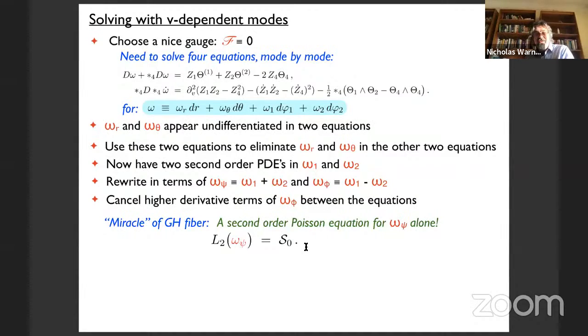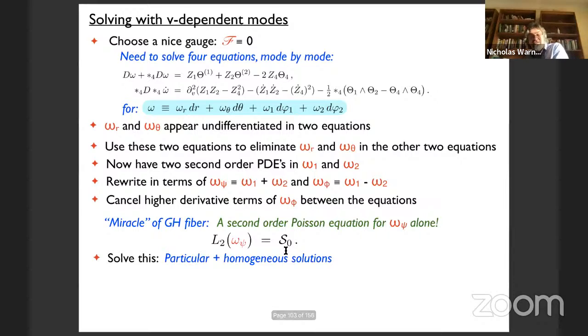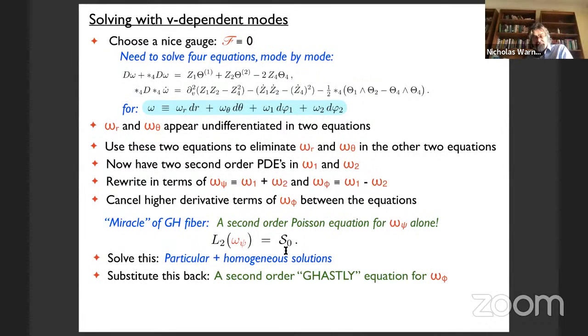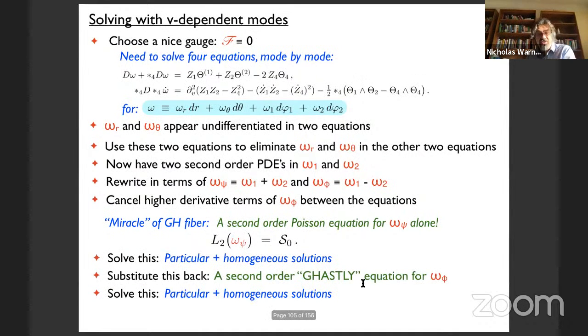And the other good news is that you may have had pages and pages and pages of Mathematica at this point when doing this, but this source usually collapses to one term or something really simple. So you now have a Poisson equation with a well-controlled Laplacian, and you basically find the solution. You've got to find the particular solution and the homogeneous solution. Then you substitute back. You've got the solution for omega psi, so now you've got to find omega phi. And it is a truly ghastly equation whose structure I do not understand, but you get it. And then you've got to solve that for the particular and homogeneous solutions.